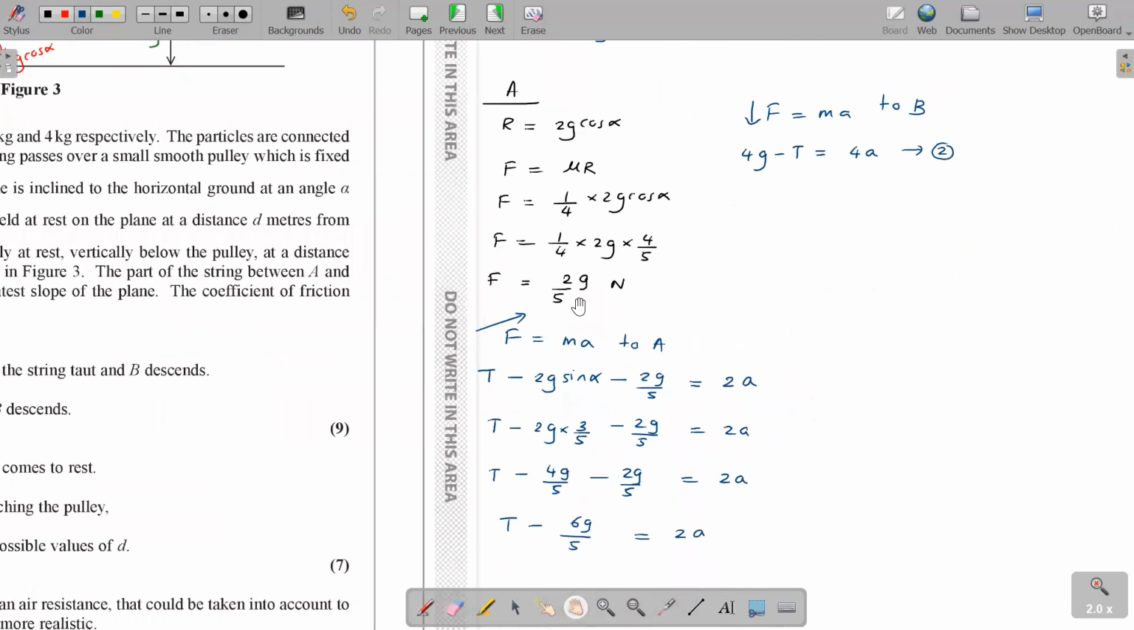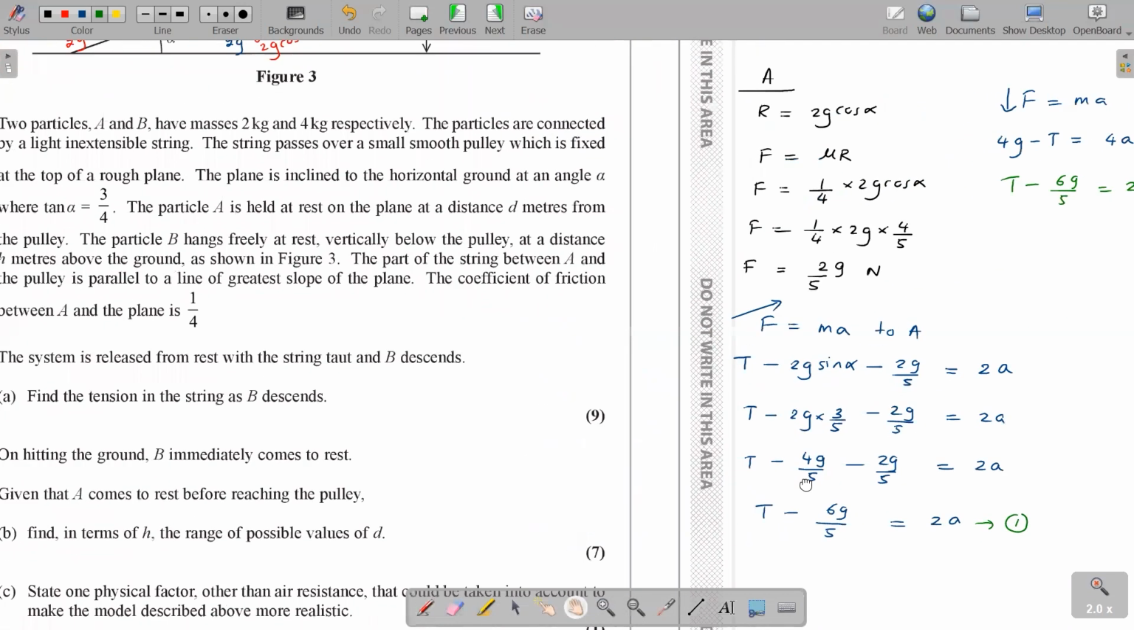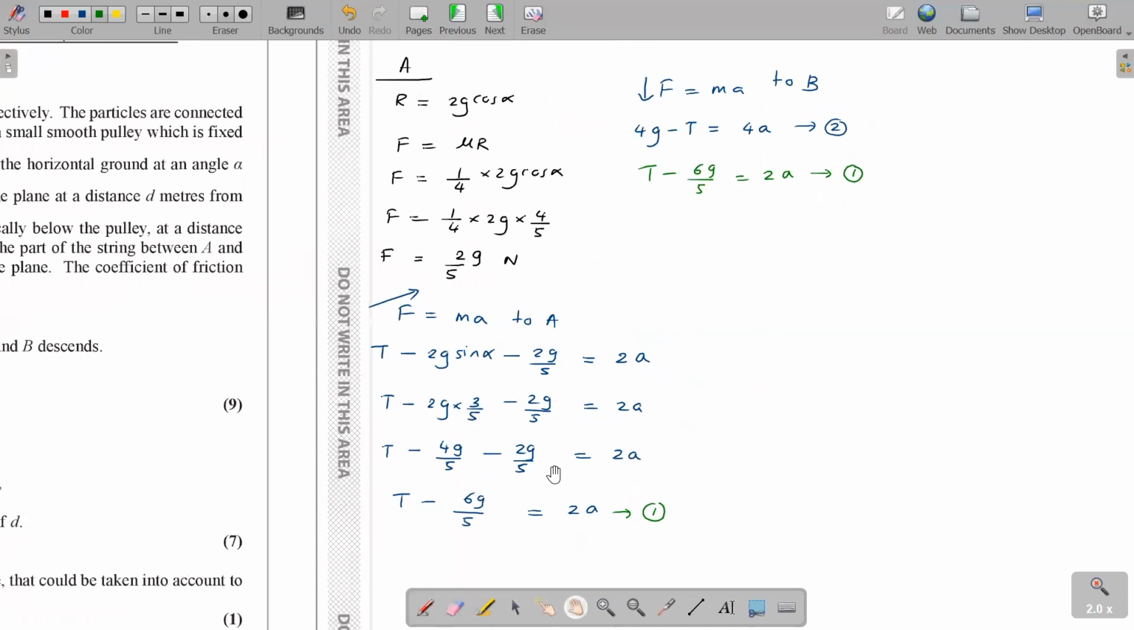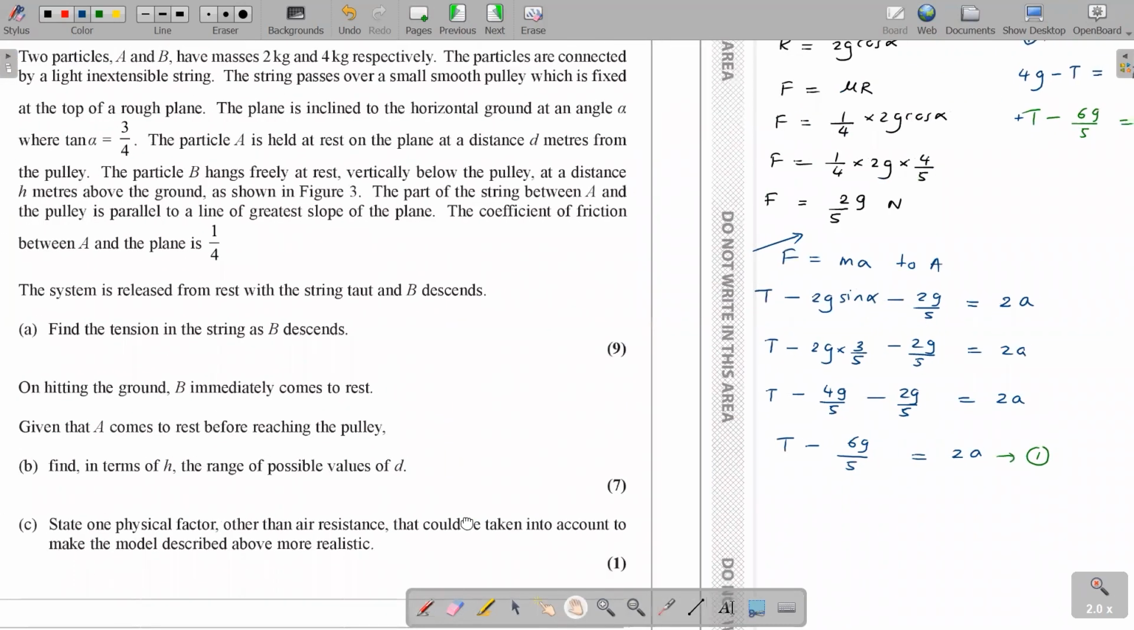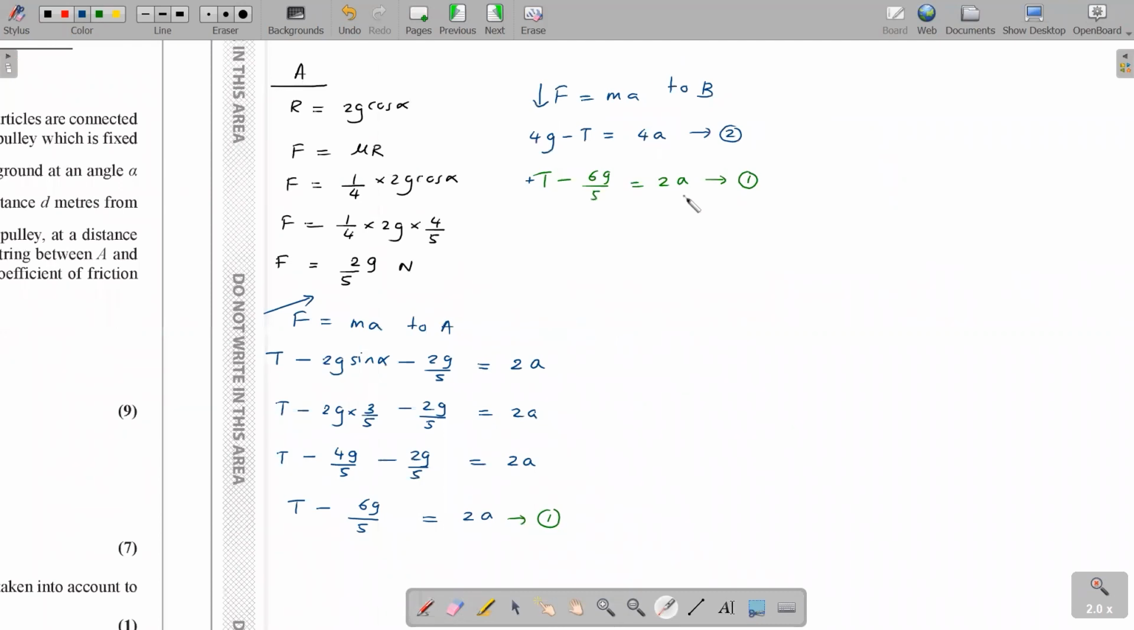So you have to solve this with T minus 6G over 5 equals 2A. This was equation 1, and I wrote it over here. So you're supposed to find the tension. Okay, so what do we do here? One easy thing to do is you could add the two equations and remove the T, since it's minus T and plus T. Do you agree? And I can find the acceleration, input the acceleration value back and find the tension.